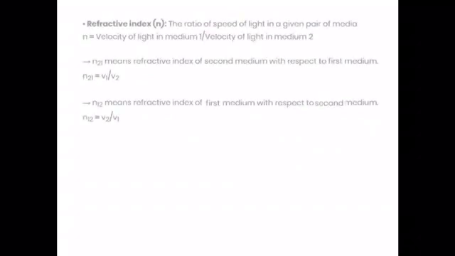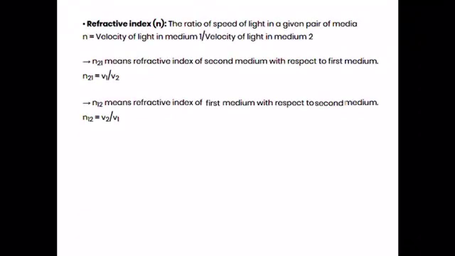Next slide, we have refractive index, another formula, another definition. Ratio of speed of light in a given pair of media. That means you have two different mediums, that is not vacuum. For example, if light is passing from glass to water, or water to glass, here we are not using vacuum, thus it will be another refractive index definition, in which we have taken two different velocities v1 and v2.